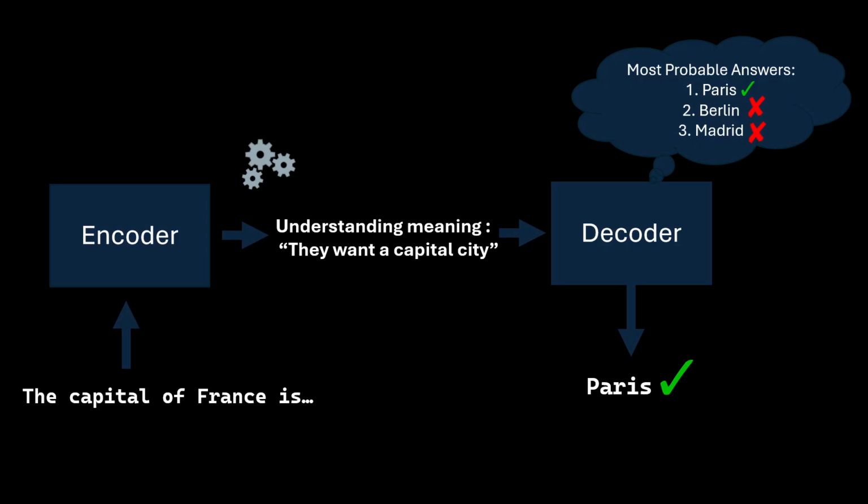And in this example, you can see that the input to the encoder is the capital of France is, and the encoder is actually getting the embeddings of that sentence, and then the encoder transforms it into some mathematical representation of the meaning, which gets put into the decoder, and then the decoder says Paris is the most likely one, which is correct.